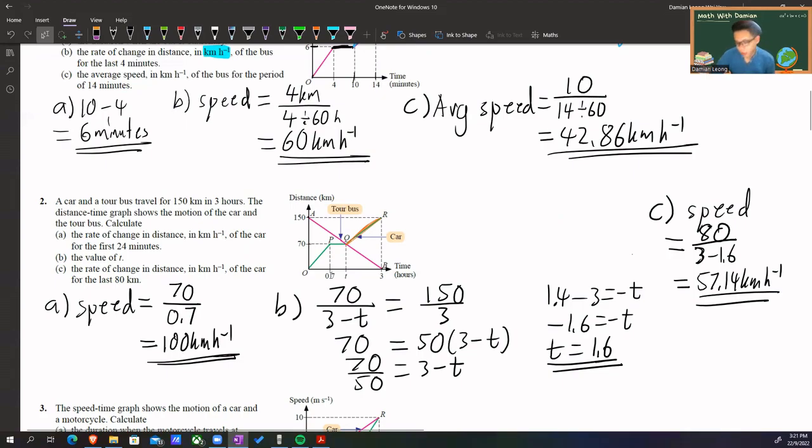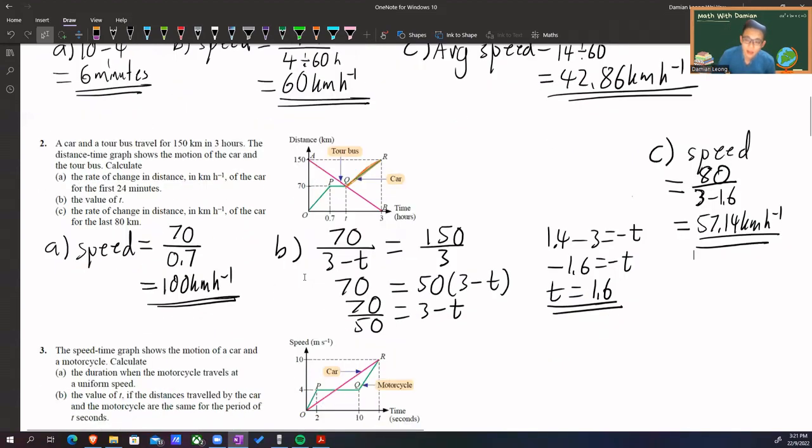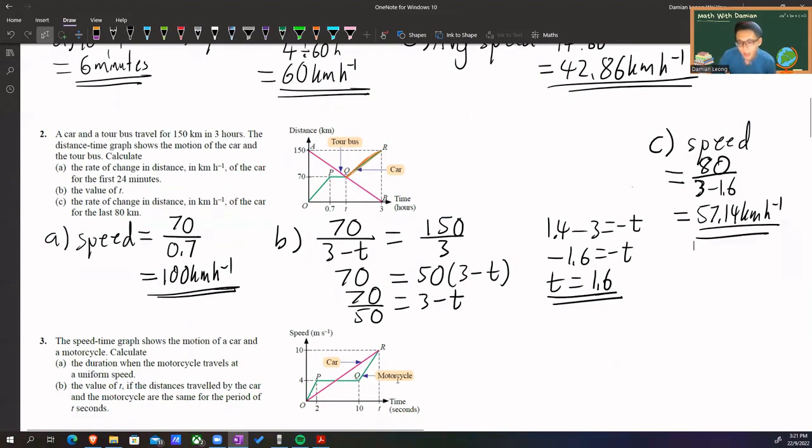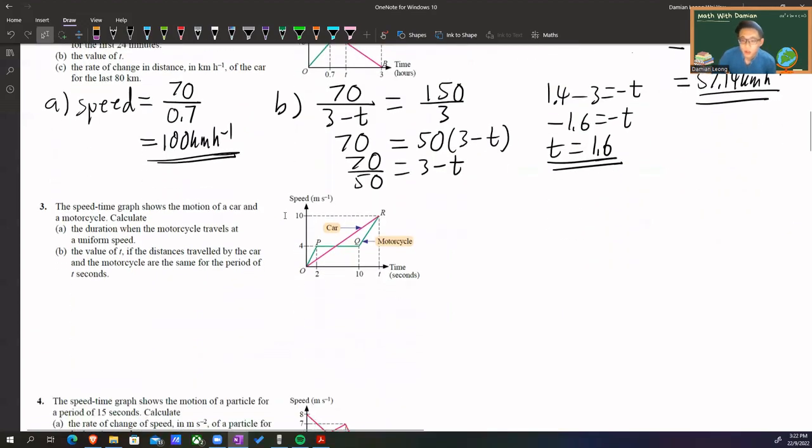So in this chapter there is another kind of graph, which is the speed against time graph. Make sure you don't confuse the distance against time graph and the speed against time graph. What they can ask you to find is the speed, the time that has passed, the change in speed, the change in time, or what the speed is at a certain point, things like that. They can also ask you to find the acceleration.